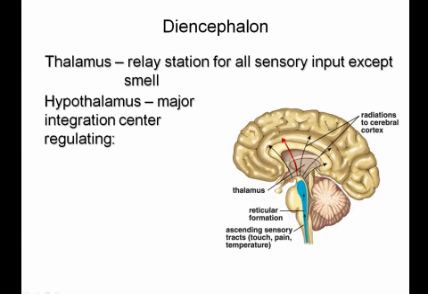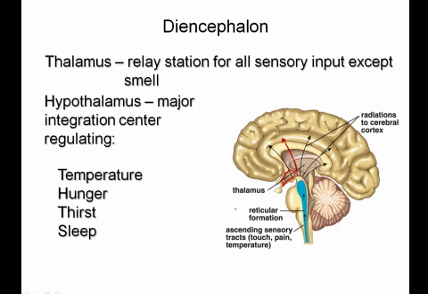The hypothalamus is a major integration center for autonomic mechanisms. Regulates things like temperature, hunger, thirst, sleep, and also the hypothalamus controls the pituitary gland, which is the master endocrine gland.